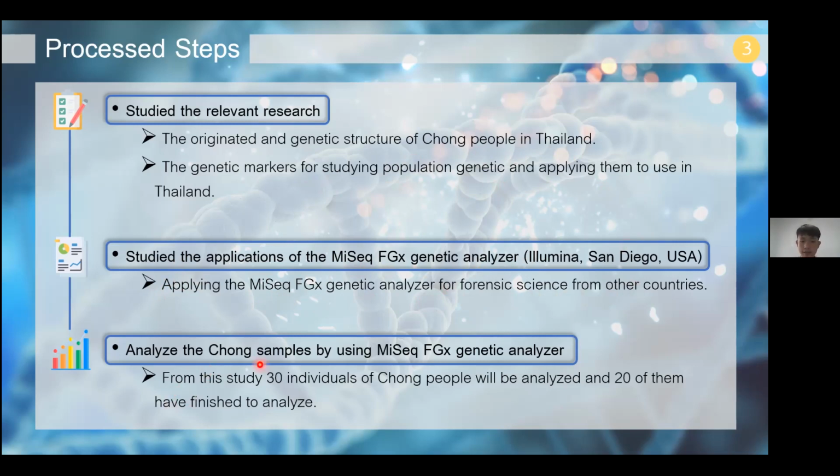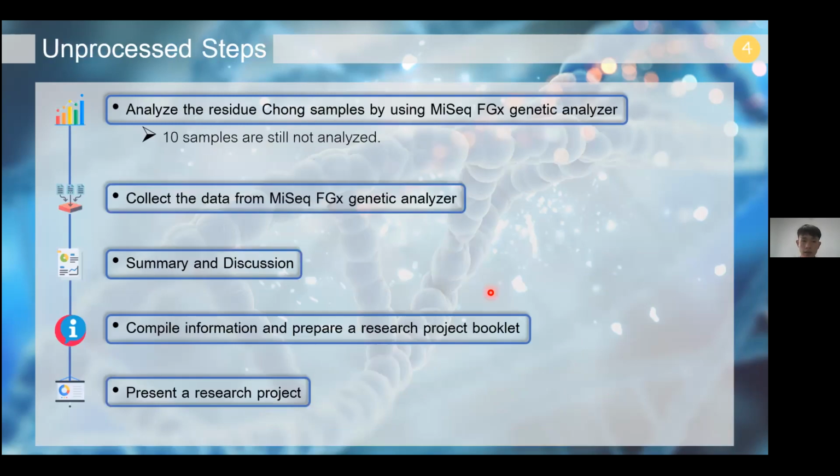Here, analyze the Chong samples by using MySeq FGX Genetic Analyzer. From this study, 30 individuals of Chong people will be analyzed and 20 of them have finished being analyzed. And here, there are 5 unprocessed steps, including the first, which is to analyze the residual Chong samples by using this machine, because 10 samples are still not analyzed.